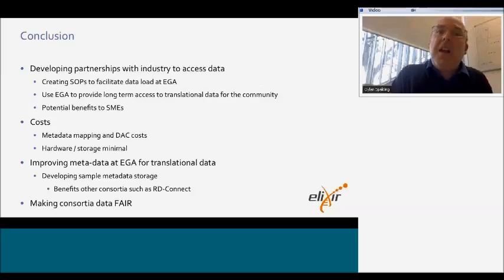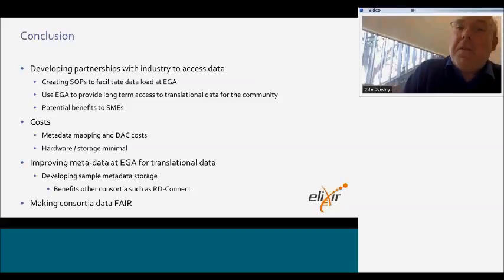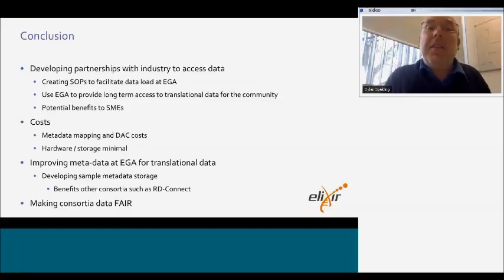So in conclusion, this study has helped us develop the partnerships with industry to access these data and to make sure this data is made accessible in the future, and we provide the access to this data after funded projects have ceased. We're developing and have created SOPs to facilitate data load at the EGA, and we've made cost estimates for that. It looks like the EGA is useful to provide long-term access to translational data for the community, and there are potential benefits to small and medium enterprises here.